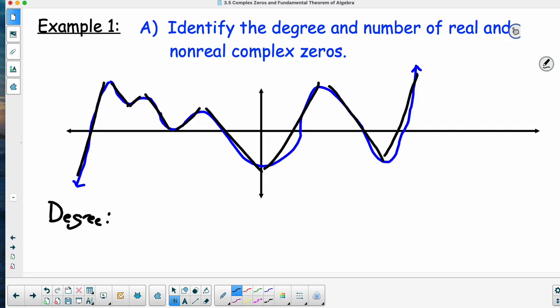Is 9 odd? Could this have a degree of 9? This has a degree of 9. This is what this is supposed to have. But now as I look even closer at this, the last two questions for you are, based upon this degree of 9, how many of these are real zeros?